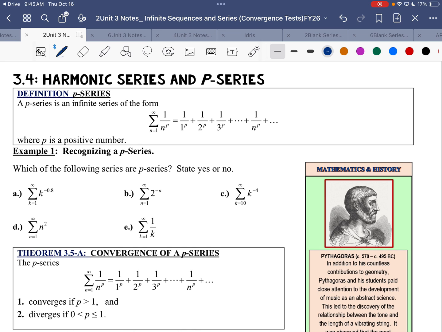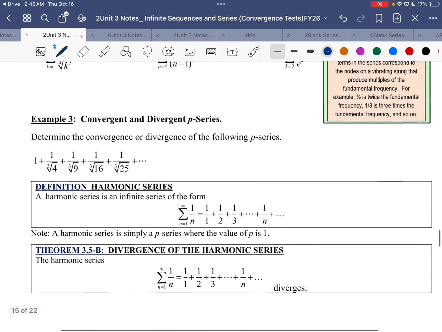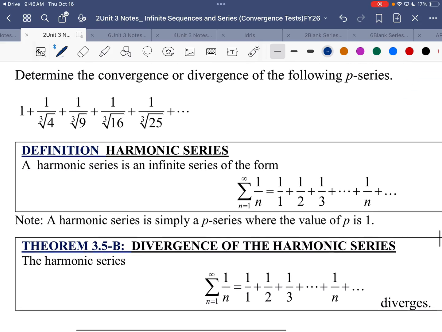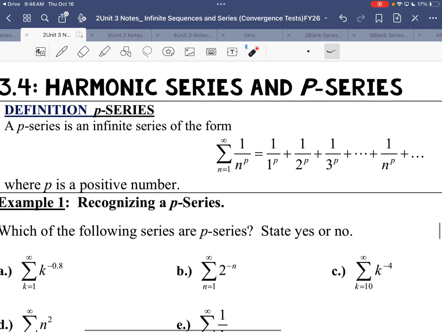Okay, harmonic series are essentially p-series. So before I forget, a harmonic series is an infinite series that's just of the form 1 over n. College Board loves to call these harmonic series. It's just a p-series, a special case of the p-series. So let's look at the p-series definition.